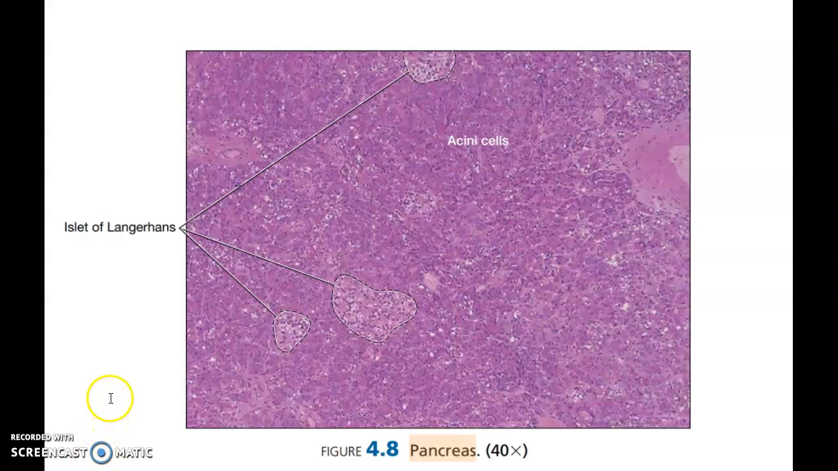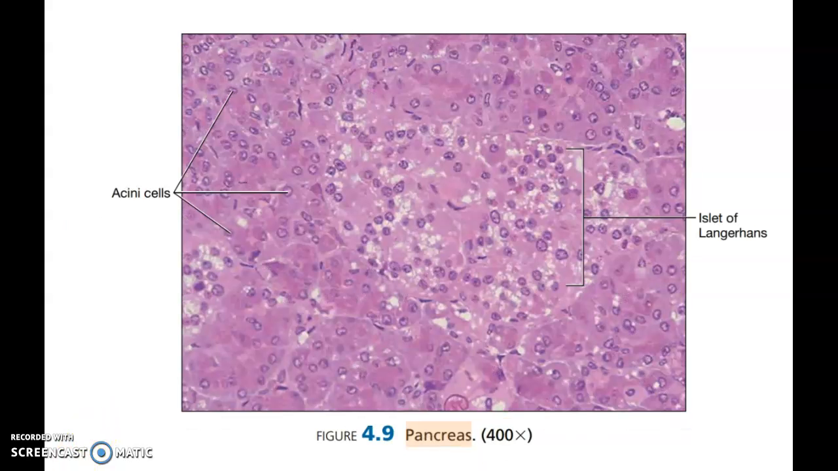This is the pancreas, and we have to study its histology. We have two main structures to identify: the islets of Langerhans, which is the endocrine part, and the acini cells, which is the digestive or exocrine part of the pancreas.